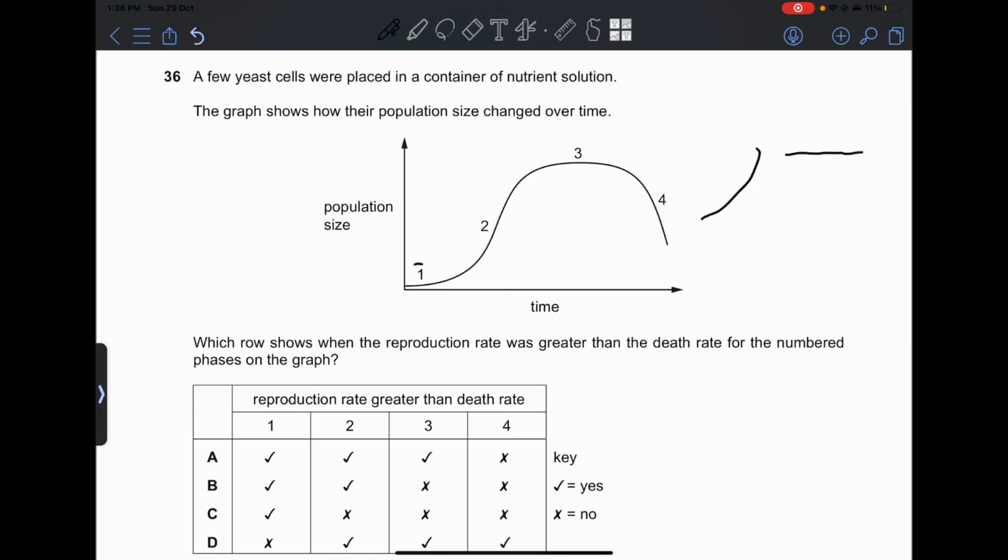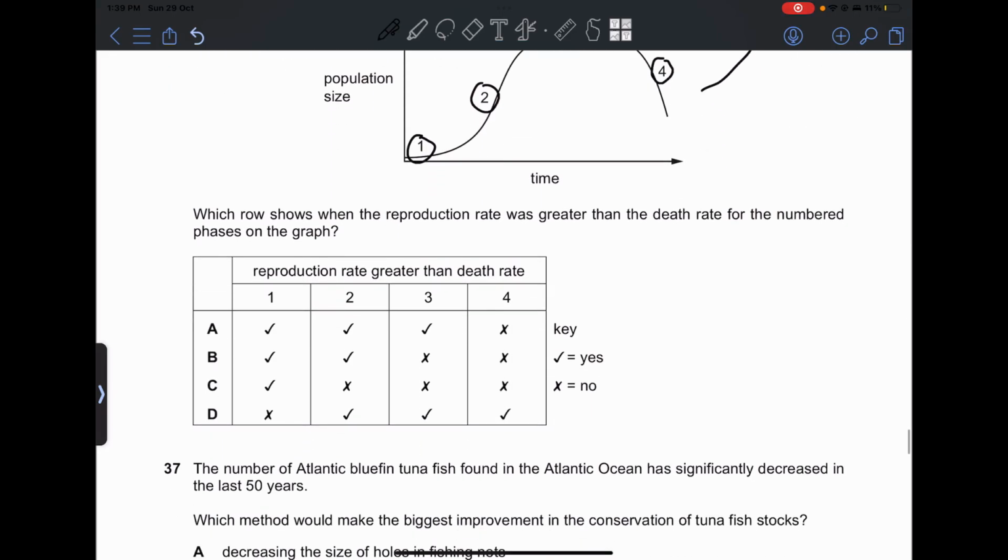So number 1 and 2 indicate that the reproduction rate is greater because the graph is going up. Number 3 indicates that they are equal. The death rate and the reproduction rate are equal in this phase. And over here, the death rate is actually higher than the reproduction rate because the population size is decreasing. So this indicates that there is more death than birth. So our answer is going to be B.